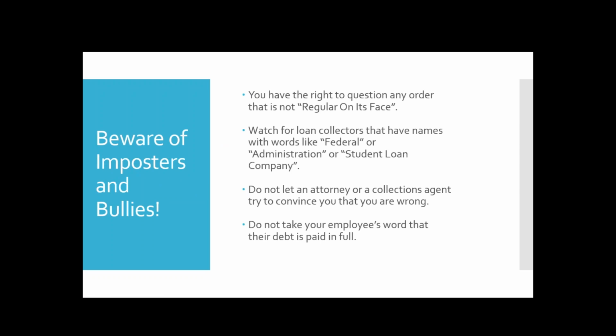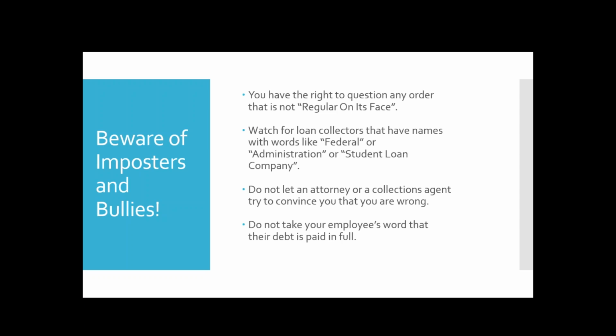You have the right to question any order that does not appear regular on its face. If you don't think it has come from an appropriate issuer, or it's been signed by an appropriate official, or if things have been altered on the document, do not hesitate to question anomalies. It is your job to follow the law. Be on the lookout for private loan collection agencies who have names with words like federal or state. They're very creative these days.